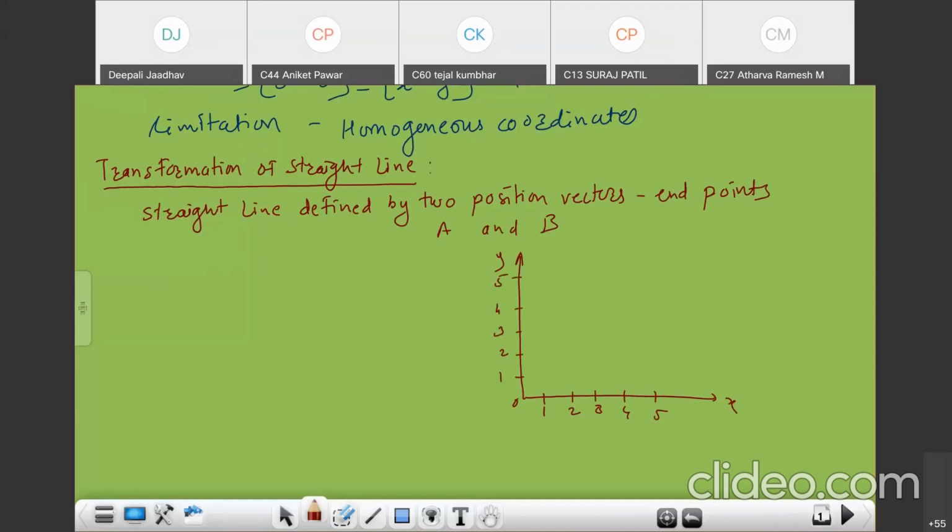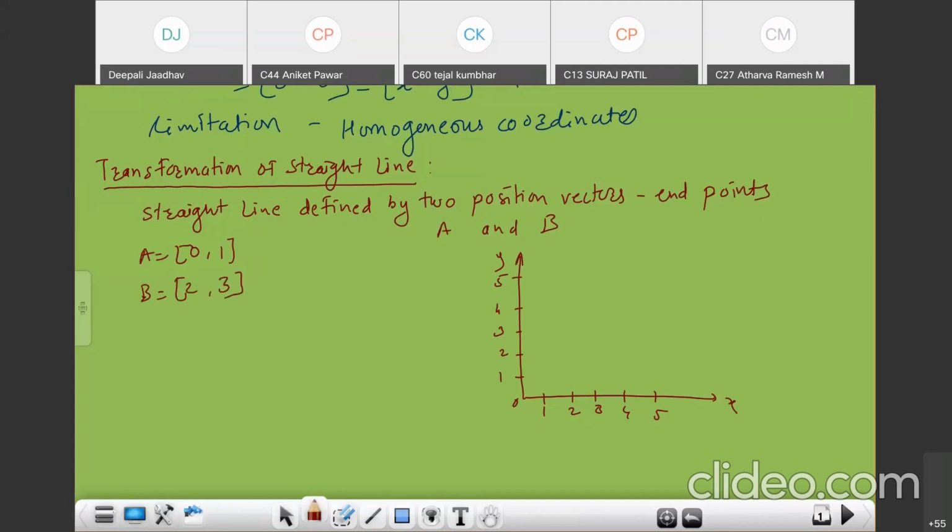Okay, so on this we are going to see a line. A and B. A is the first starting point we can consider, and B we consider as an end point. A and B, these are the two end points. For example, suppose A is equal to 0, 1 and B is equal to 2, 3.